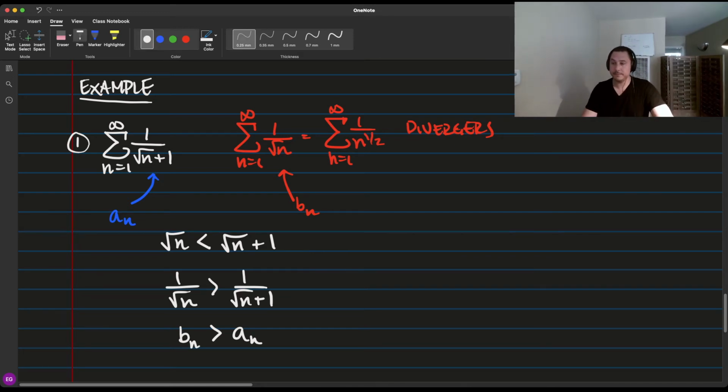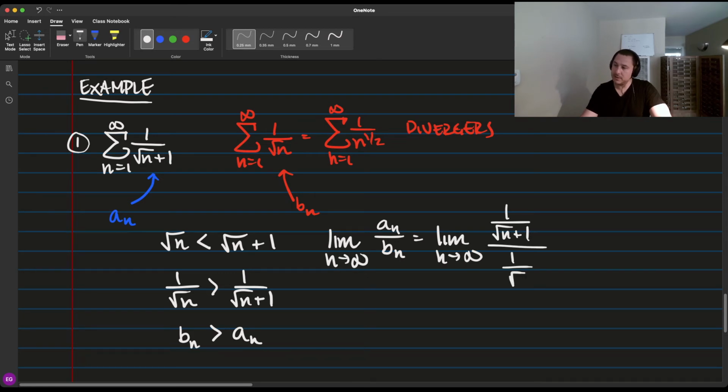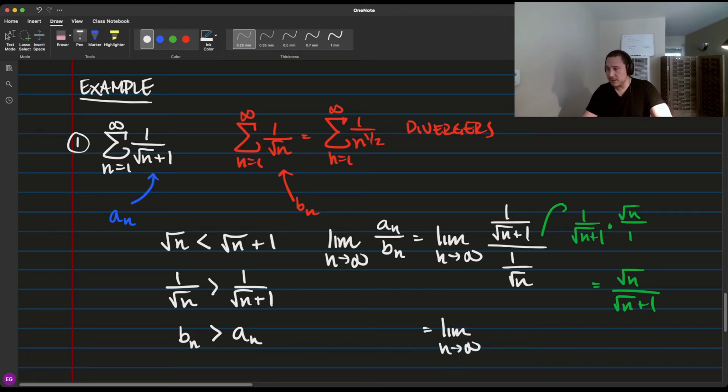Let's take the limit. We're going to do the limit as n goes to infinity of the ratio a_n over b_n. So the limit as n goes to infinity of 1 over square root n plus 1 divided by 1 over square root n. Let's do that calculation here on the side. It'll be 1 over square root n plus 1 times the reciprocal, square root n over 1. So you get square root n over square root n plus 1.